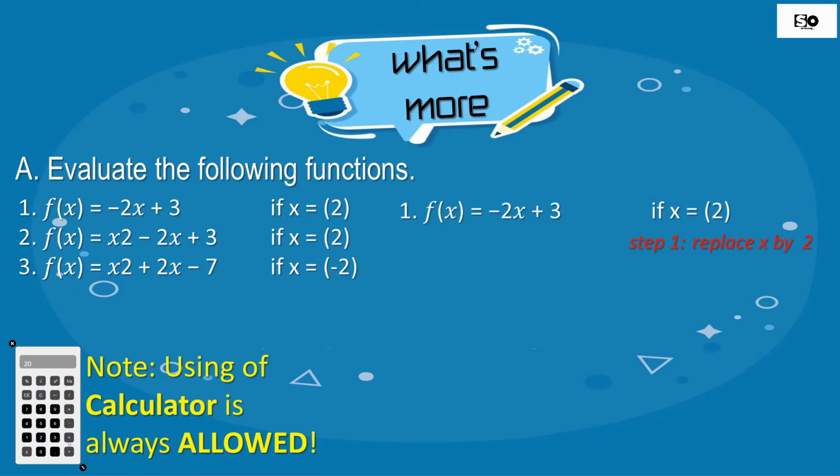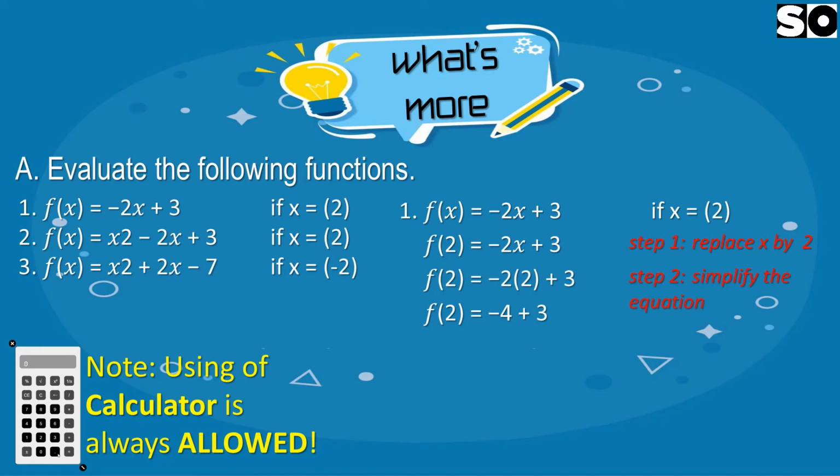First step is to replace x by 2. Second step, simplify the equation. Palitan na natin lahat ng x into 2. Simplify the equation. Negative 4 plus 3 is negative 1.